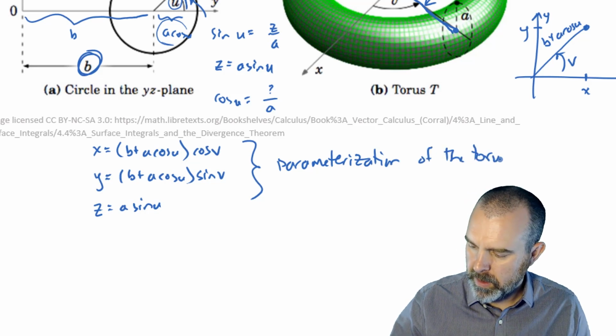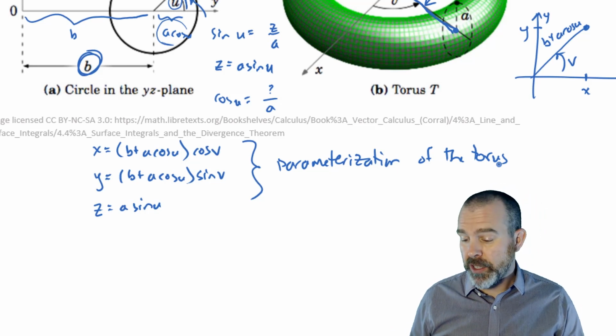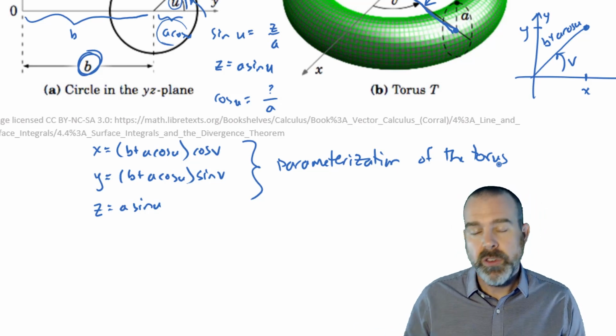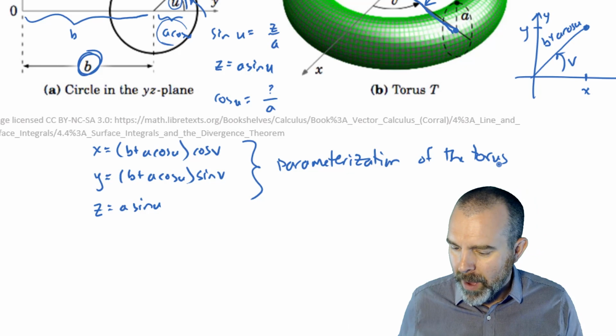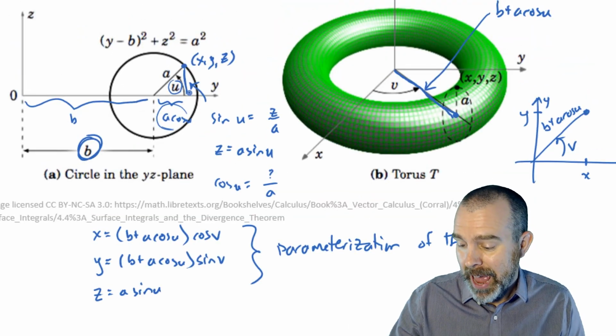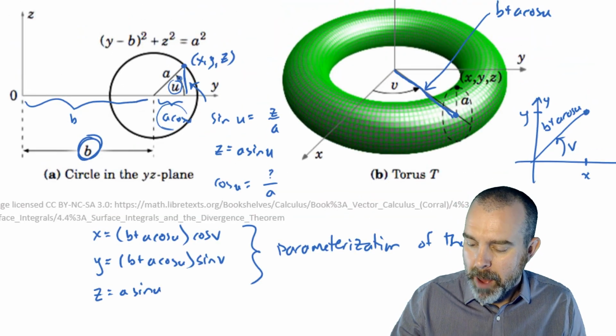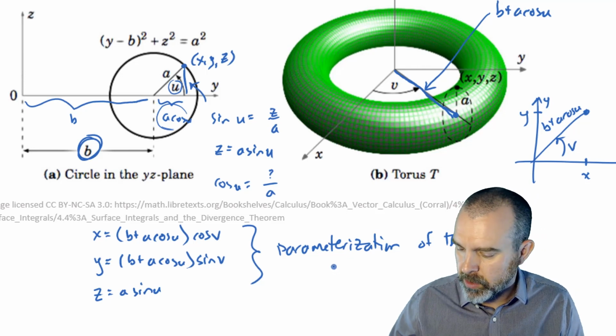Now we do need some restrictions for u and v. u is the angle from the positive y-axis, actually like the xy plane basically, up and around. So u goes from 0 to 2 pi.